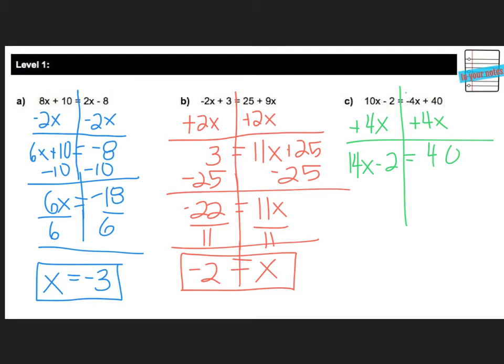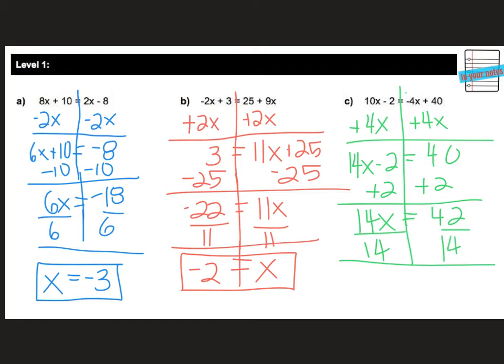Now we want to solve for x. So let's go ahead and add 2 to both sides, getting rid of that constant, leaving me with 14x equals 42. Now, to get rid of times 14, let's divide by 14 on both sides. So on the left-hand side, we're left with x. The right-hand side, 42 divided by 14 is 3.